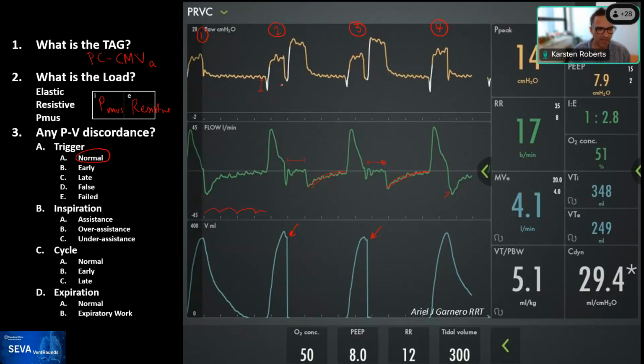So really quickly, do we see any evidence of over or under assistance in any of these breaths? Angel says that it's normal, that we just see assistance. We don't see evidence of over assistance or under assistance, and I would tend to agree with that. So let's look at the cycling. Is this a normal cycle?